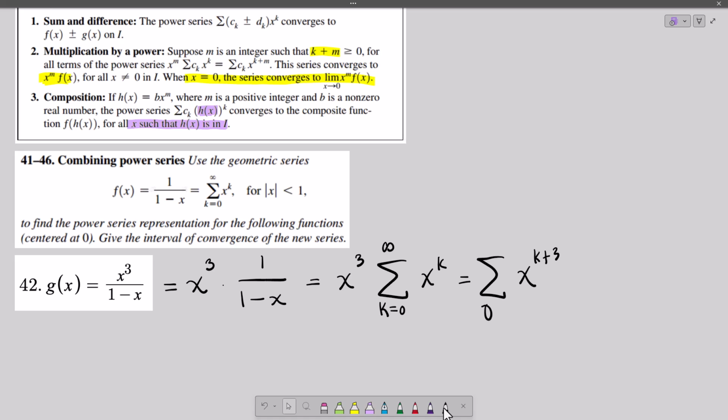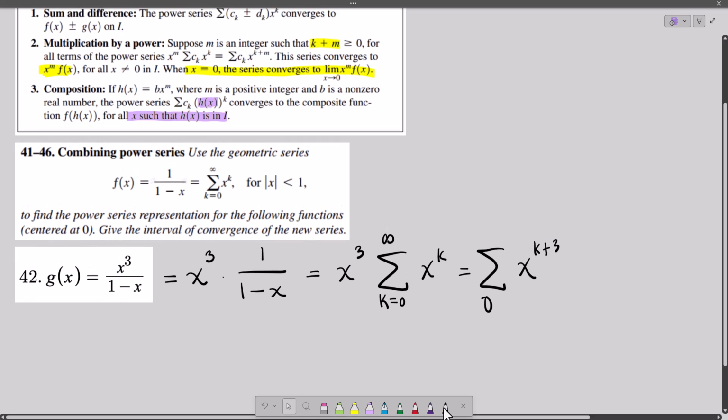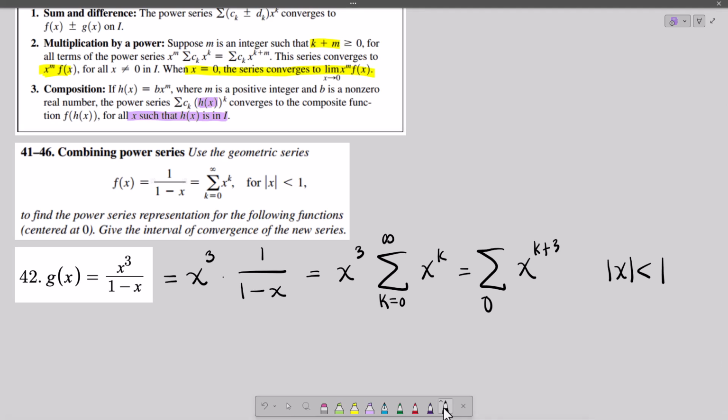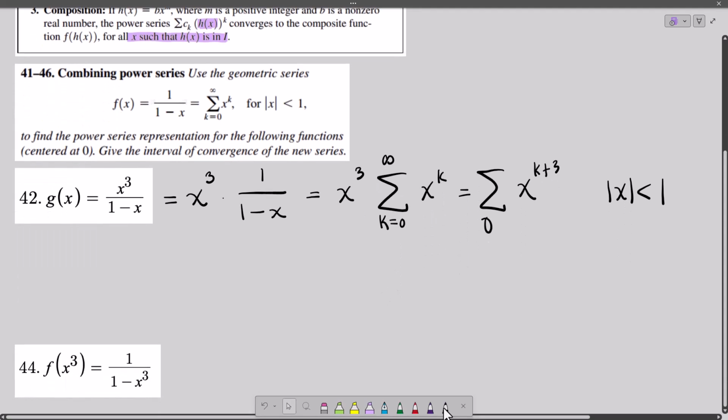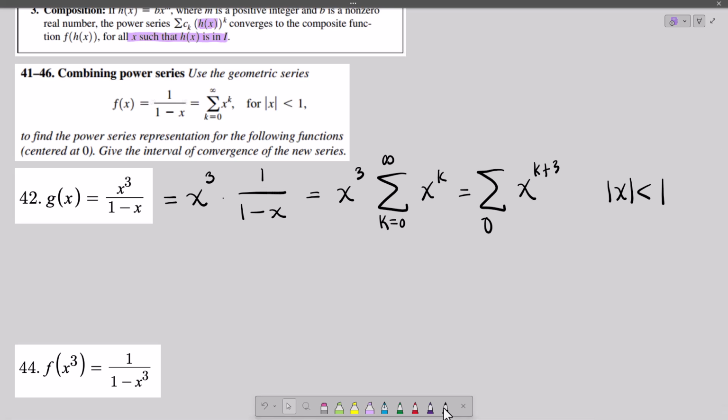What do you think the interval of convergence is here? I'm going to tell you what it is, then we'll talk about it. So the interval of convergence does not change. Let's think about why. Here is your a sub k. If you think about the ratio test, and you have your a sub k plus 1 over a sub k, you've really multiplied your a sub k and your a sub k plus 1 by x to the 3, and they both cancel. Right?